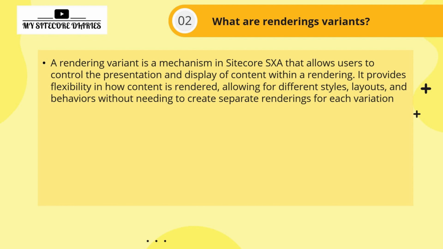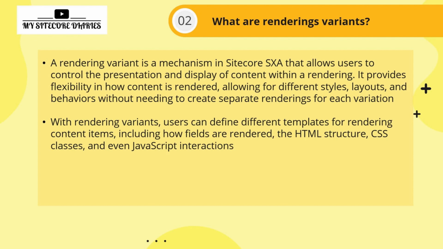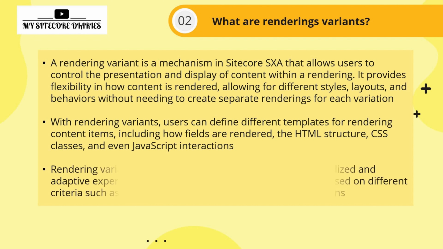You do not have to create a new component. If you are using these rendering variants, your content and data structure, everything is the same behind the scenes. Then you just have to make the variant of that component. There is no need to create a new component. With rendering variants, users can define different templates for rendering a content item, including how fields are rendered, the HTML structure, the CSS classes, and even JavaScript interactions. So all those things you can change in the variant.